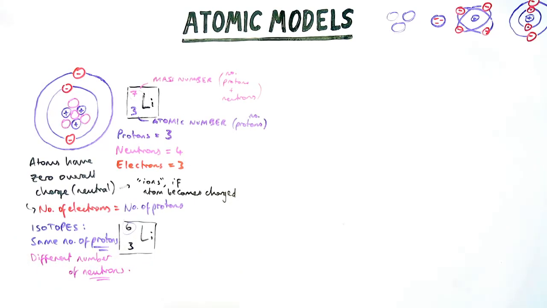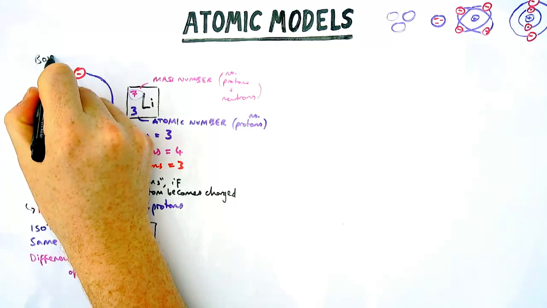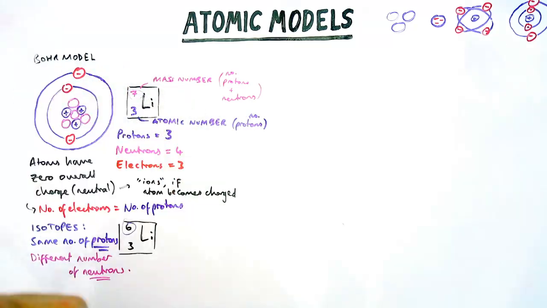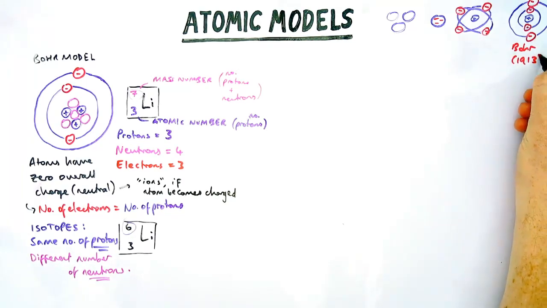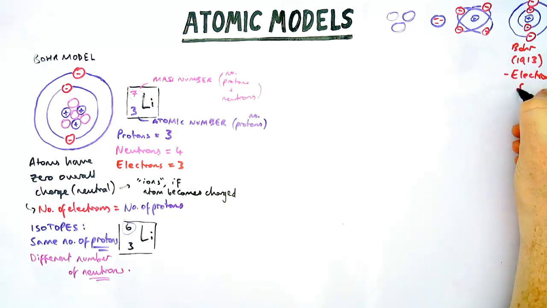Now, this model I'm showing you here is called the Bohr model, B-O-H-R, which we'll look at a little bit later, but that's the one with the electron shells that you'll be familiar with from chemistry. And in terms of GCSE, it's the most recent atomic model you will find.